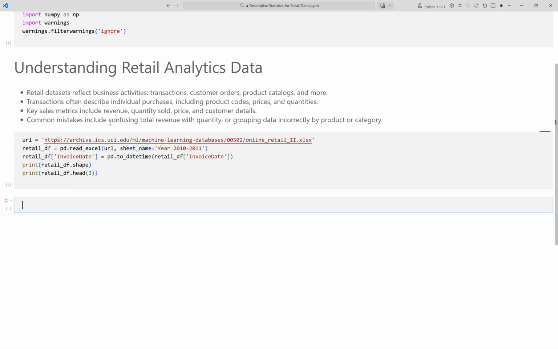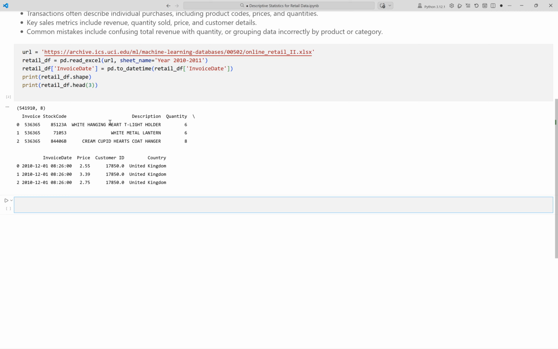Beginner example, counting unique products. Counting unique products helps identify assortment breadth. Knowing how many different products customers buy affects inventory and marketing choices. Running the cell now. We count the number of unique stock codes, which represent products. We print out how many different products were sold in this period.